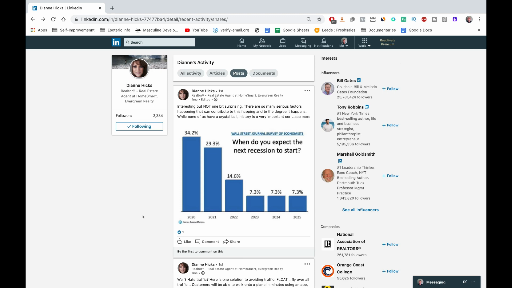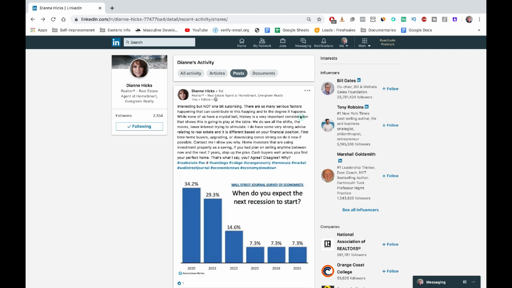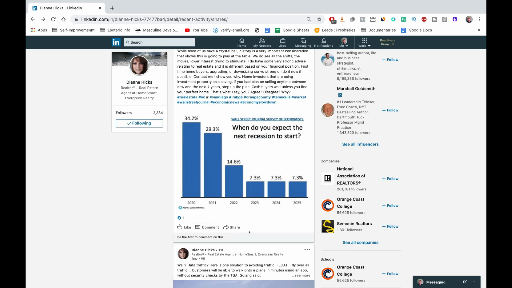So for example, with Diane in this specific post, it's basically speaking about when you expect the next recession to start. A lot of people are saying 2020 is when the next recession is going to start. And what Diane is saying is that it's interesting and not surprising, okay? There are so many serious factors happening that can contribute to this, and she's just speaking about it. And then she's asking you, do you disagree? Do you agree? Why?